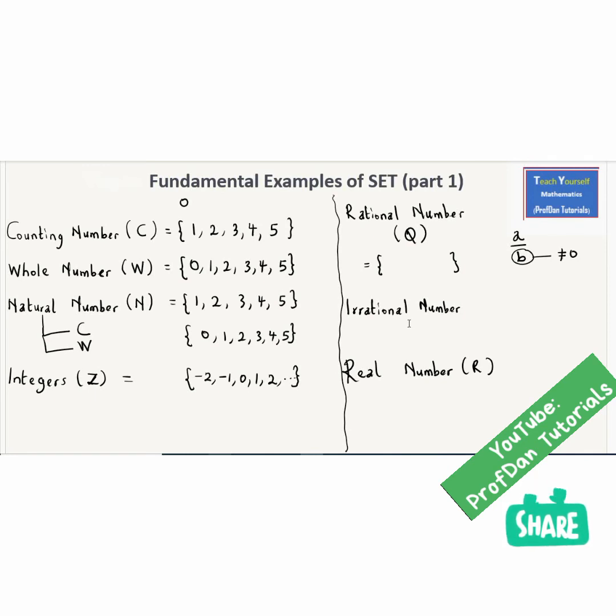So you can have, for example, 2 over 3. You can have -2, and so on and so forth. These are examples of rational numbers.